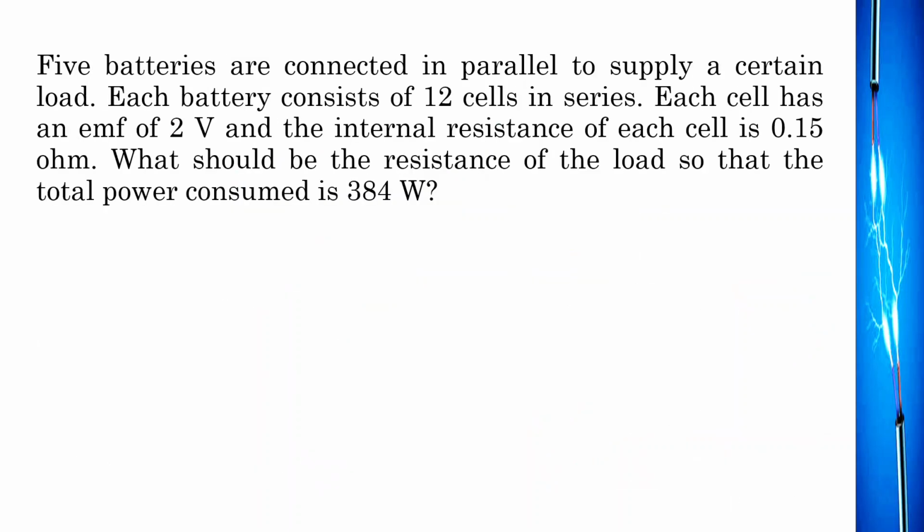Okay. Here we have 5 batteries being connected in parallel to supply a certain load. Each battery consists of 12 cells in series. Each cell has an EMF of 2 volts and the internal resistance will be 0.15 ohm. So what should be the resistance of the load so that the total power consumed is 384 watts.